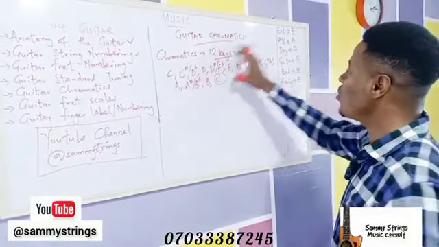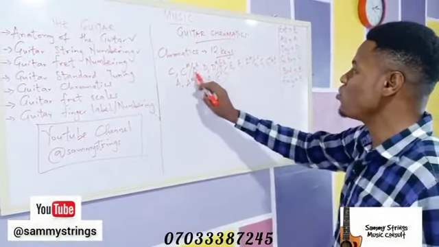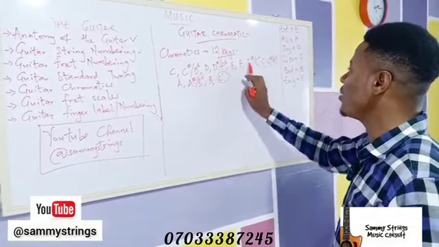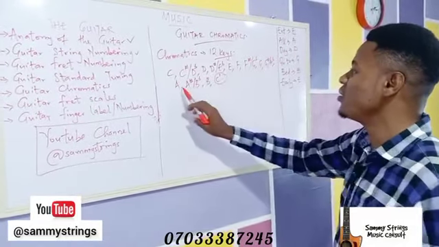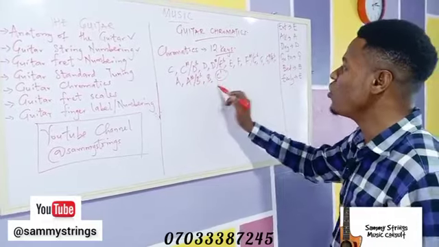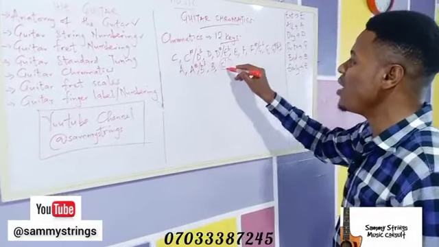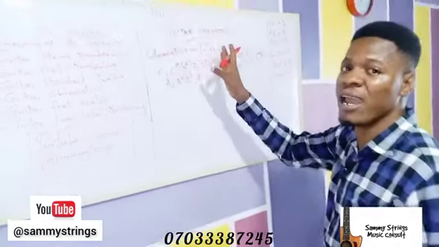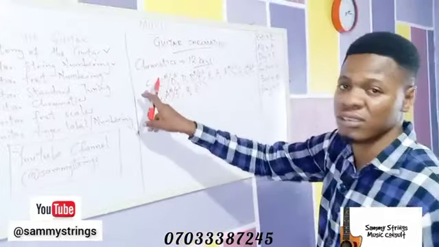Now if you count all the keys, we have 1, 2, 3, 4, 5, 6, 7, 8, 9, 10, 11, and 12. This very one starts the same key on a higher octave of the same note, which is C.